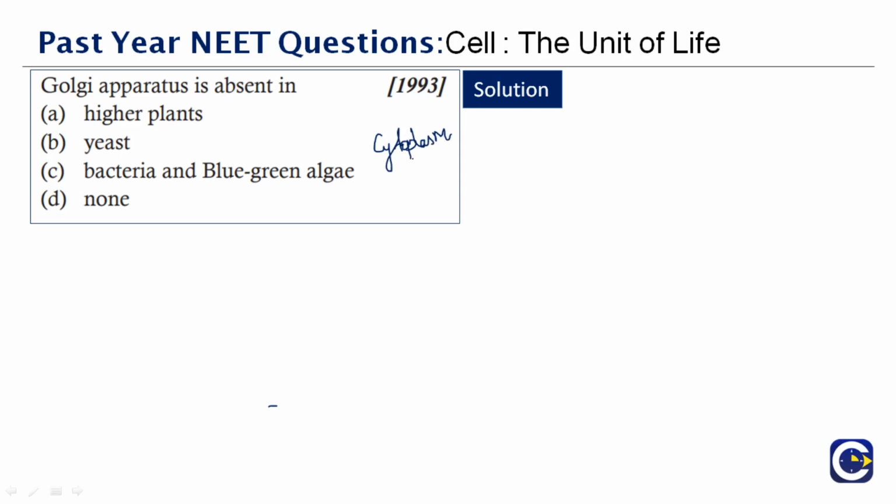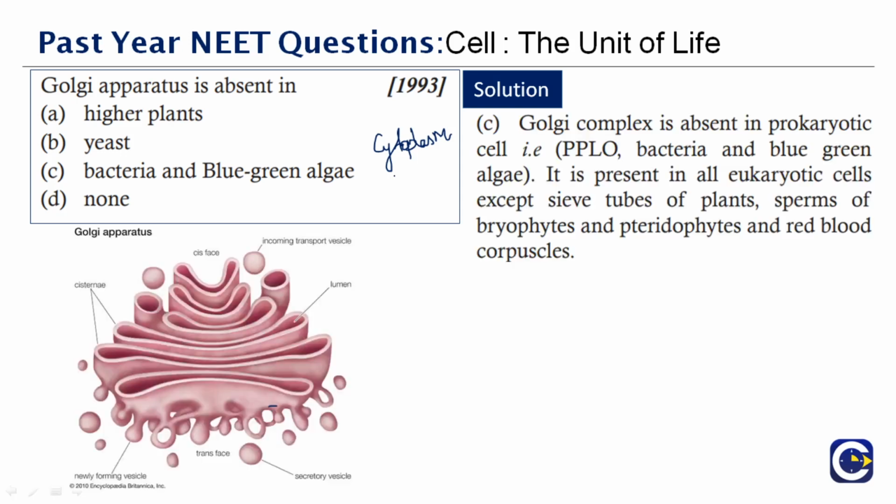cytoplasm, right? And therefore it is present in most of the eukaryotic cells which are involved in secretion and intracellular transport. When I say intracellular, we talk about the transport which happens within the system, not external. It is internal. So now you got the clue what a Golgi apparatus is. In which system is it absent? Is it absent in higher plants, yeast, or bacteria and blue-green algae? None. The correct answer is option C, bacteria and blue-green algae.